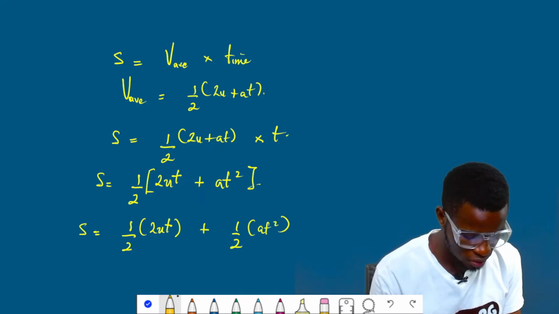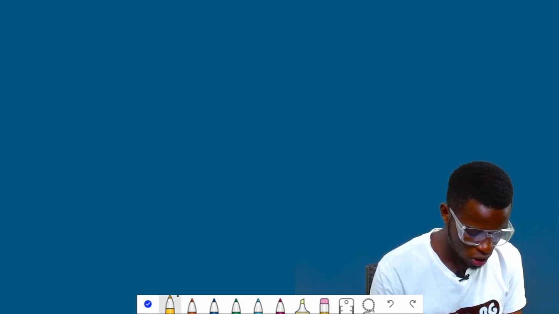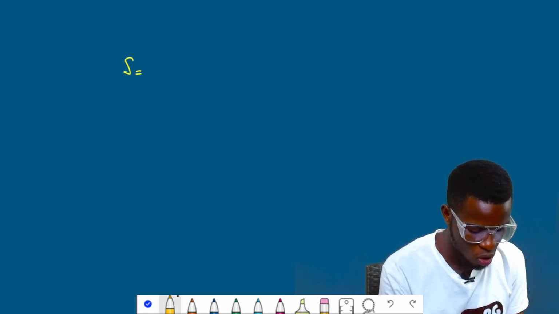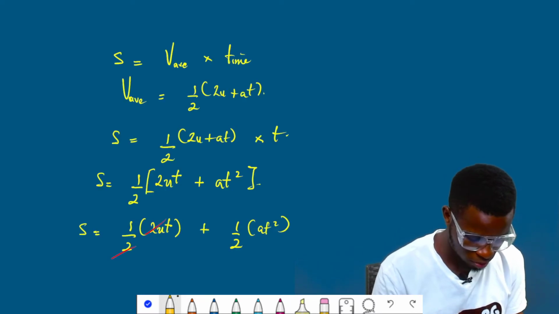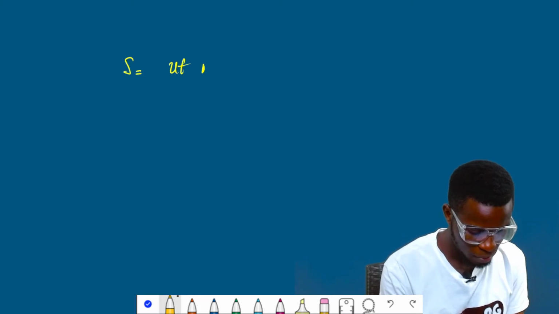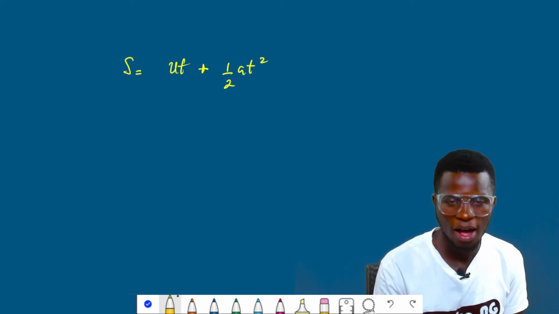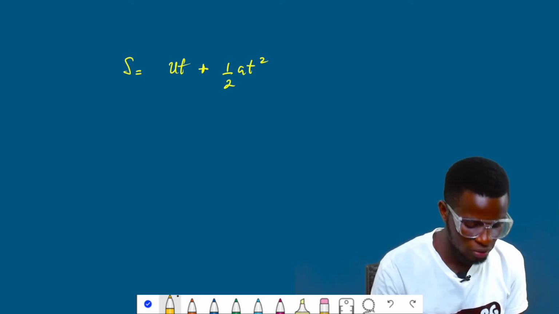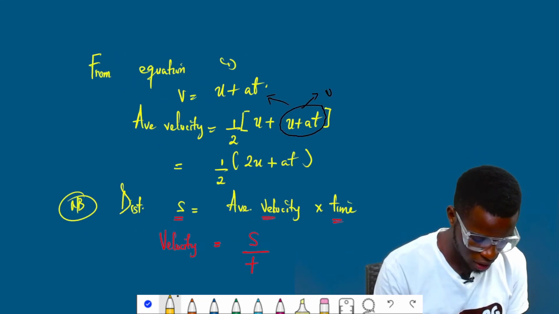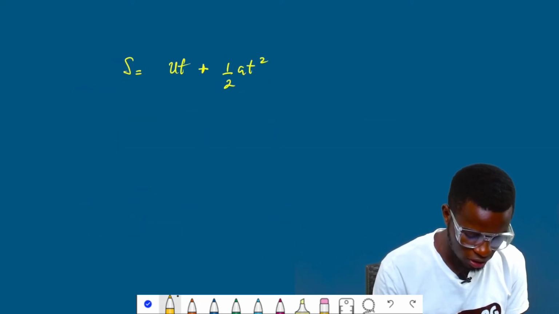So if we do that, the 2 can cancel out, this cancels this, and we are left with the equation s equal to ut plus half at squared. Okay, s equals ut plus half at squared. We have equation 2 already, so let us call this equation 3.